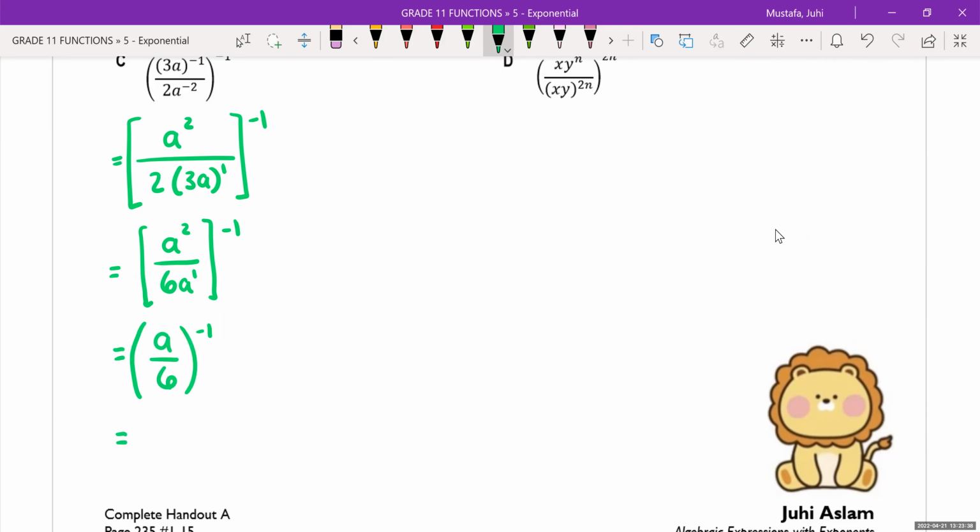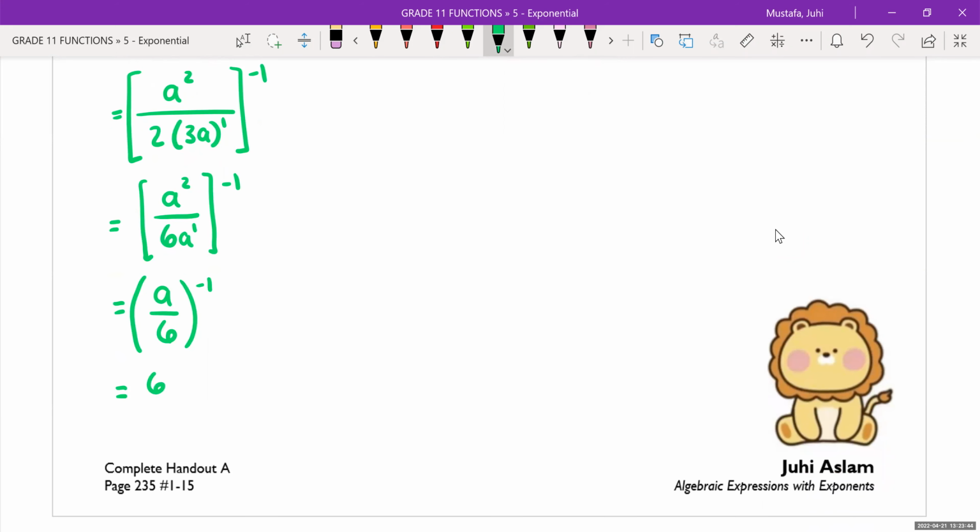To finish off the question, if I have a negative exponent, to get rid of it, I just take the reciprocal of the fraction and it becomes positive. So my final answer is just going to be 6 over 8.